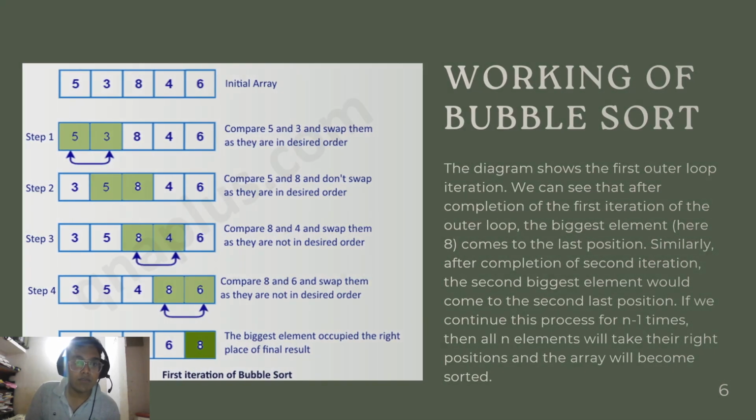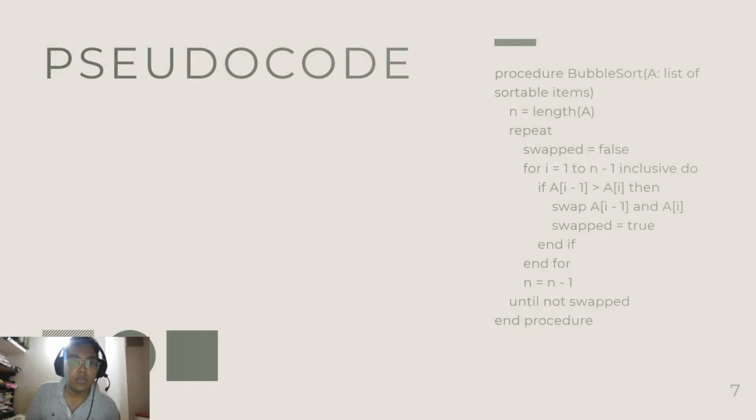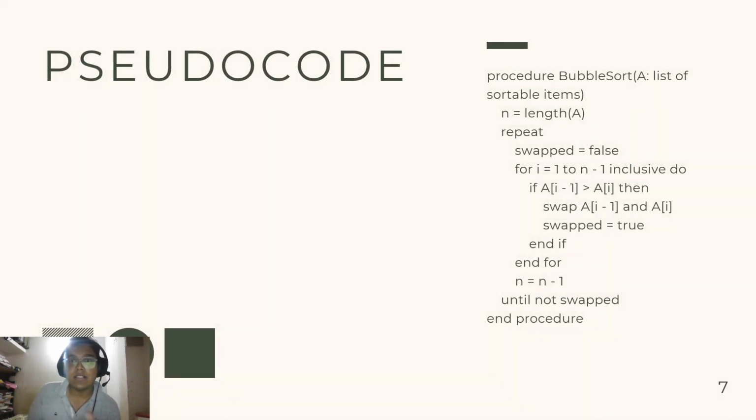Okay, so if we see how the pseudo code is, we will see that the procedure bubble sorting is basically we'll have a list of sortable items, right? How do we do it? We give the length, we need a length, and we have to mention that this is a repeat thing which will continue till all the elements are done.